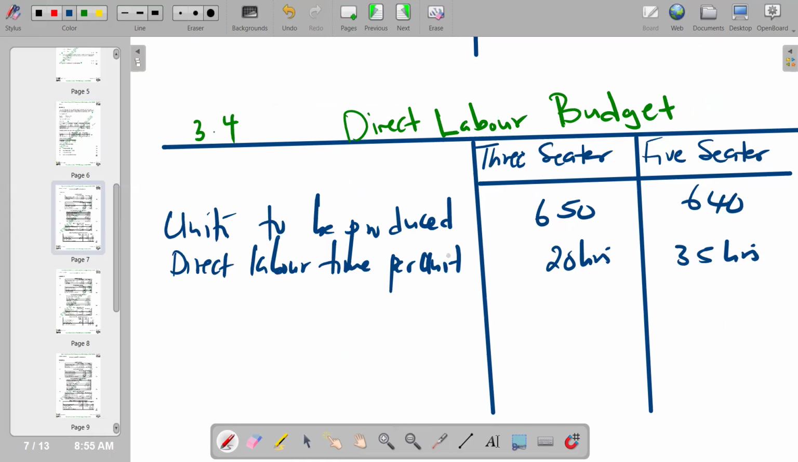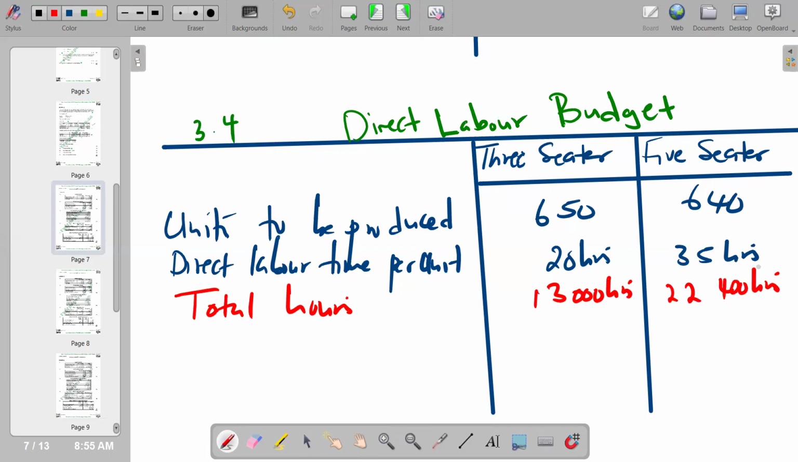So with that now, you get your total hours by multiplying the two. So here, you're supposed to get your total. So how do you get your total hours? You now say 650 times 20. And here you get your 13,000 hours. For 5-seater, 640 times 35, you get your 22,400 hours. And then you're supposed to have your cost per labor hour.